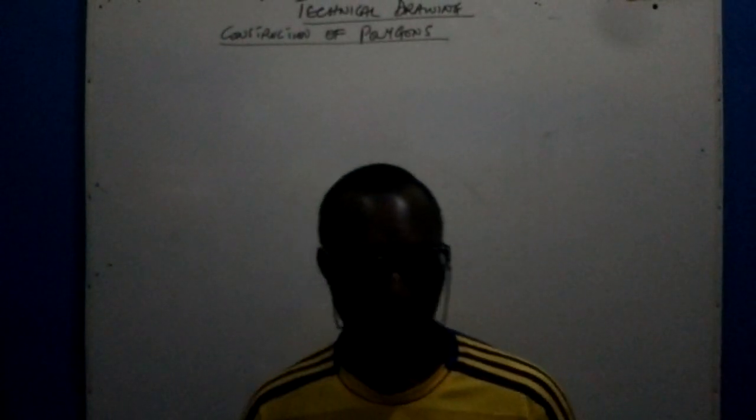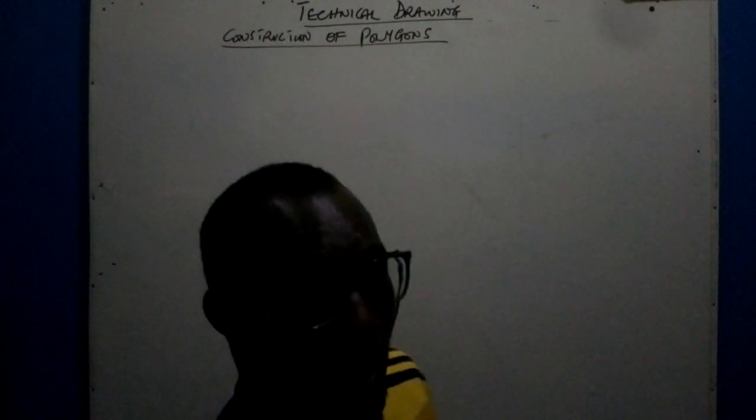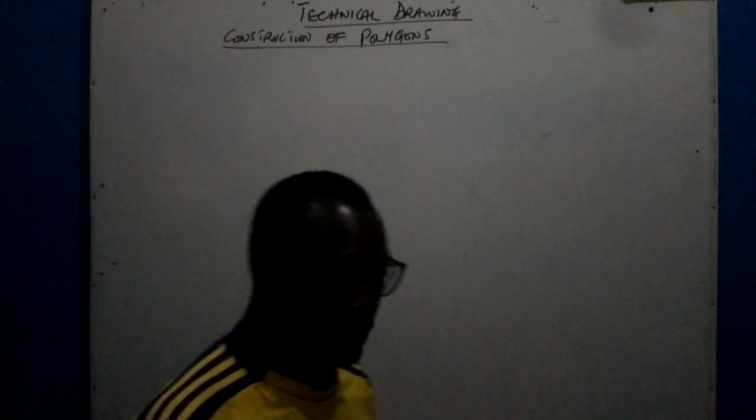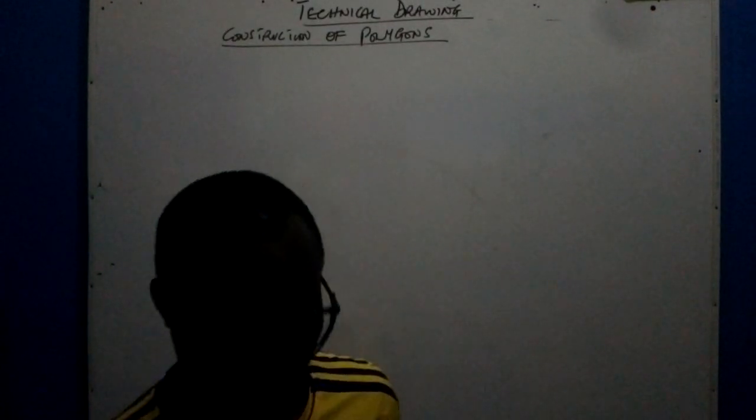Good morning, learners, once again. Now we are coming to look at another section of the construction of polygons. We have done about 4 methods. Now we are proceeding to the 5th method. Let's look at how the 5th method goes.